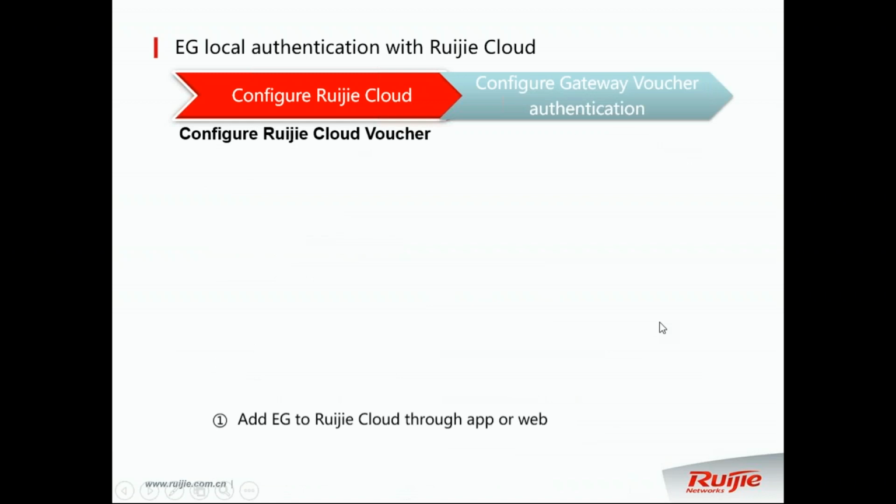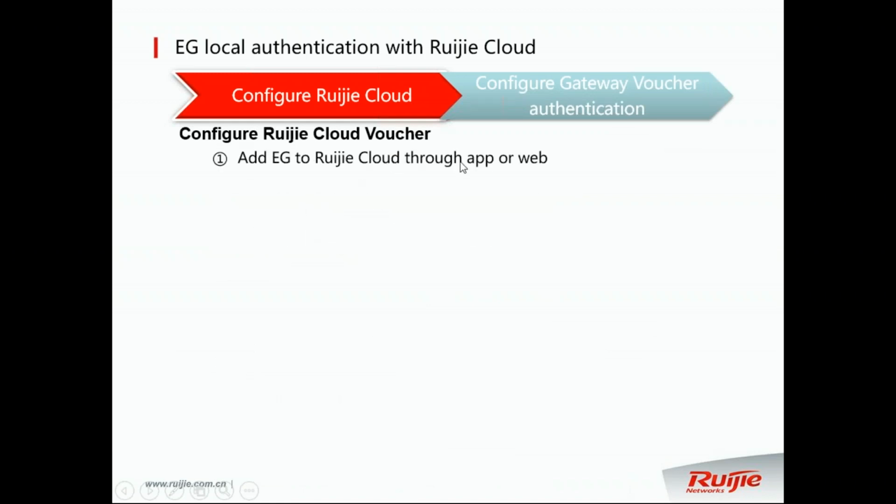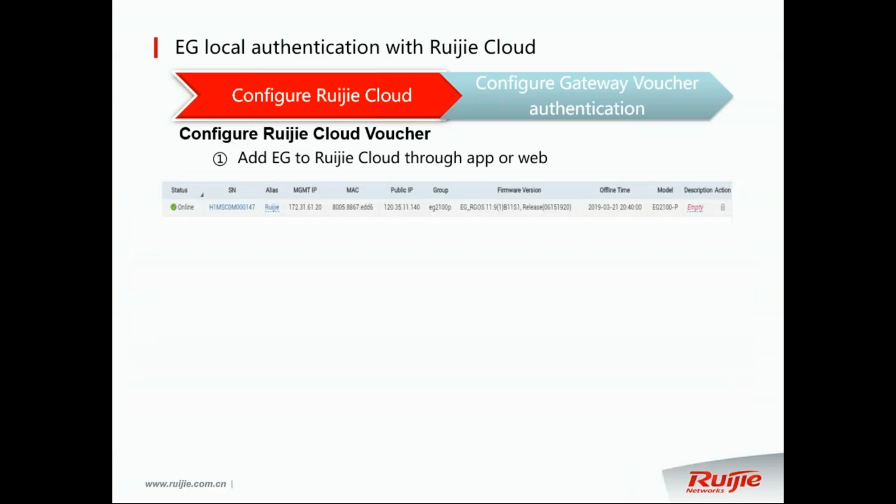Then we do the guide, first and second. First, the Ruijie cloud. Add the EG to the Ruijie cloud through the app or web. Pay attention that only the EG2100-P V2 product can support scanning, because it's suitable for small businesses, and for the others you must use our normal ways. When you add it, you can find that it's online, and you just remember to check that every data is okay, and also the status is okay.